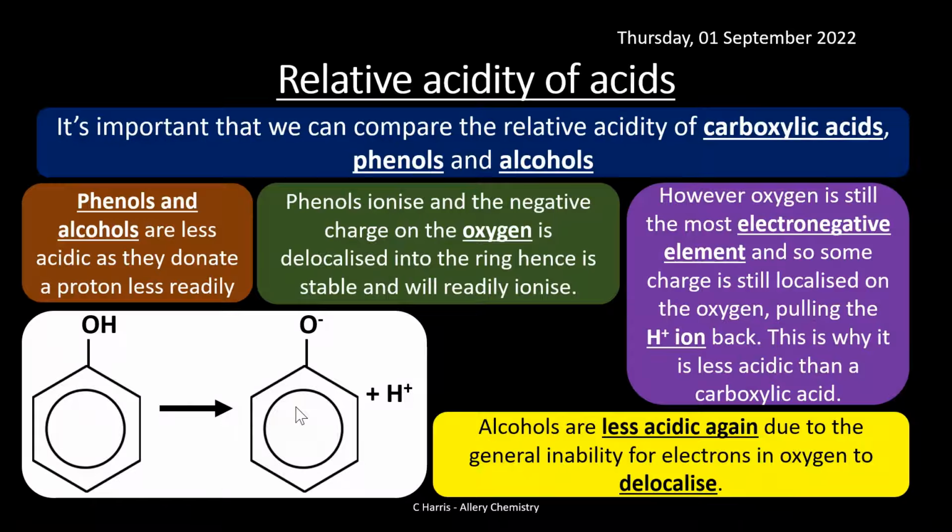Now, if we go into alcohols, alcohols are less acidic again, and this is mainly because they don't have the ability to delocalize any of the electrons. So if you break the hydrogen away from the OH group in an alcohol, then you're left with a negative charge on the oxygen, but that can't be delocalized anywhere at all. So the whole charge is pretty much localized onto the oxygen, and that means it's open for attack for the proton to rejoin again.